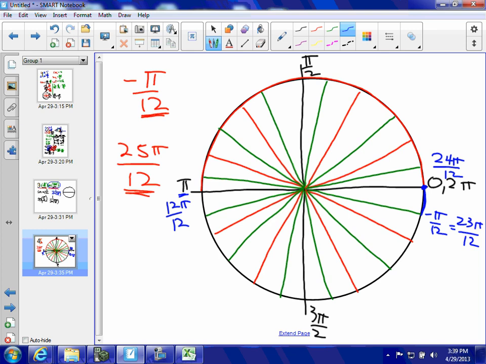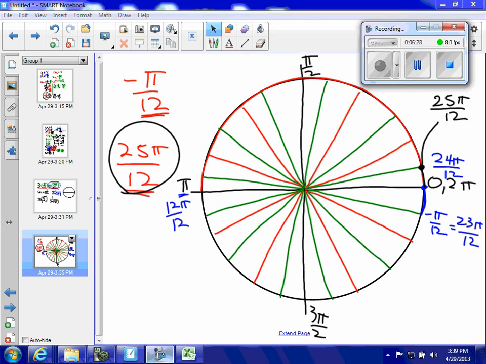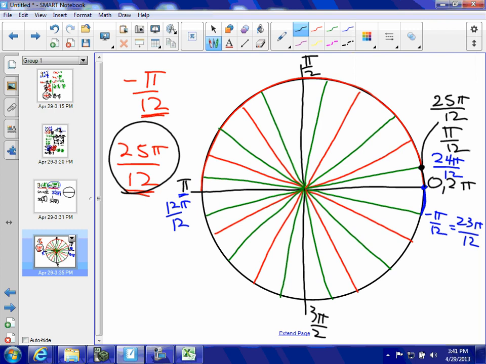And since I just calculated that, I can also see that 25 pi over 12 is going to be 1 slice past 0. That spot right there is going to be 25 pi over 12. And 25 pi over 12 is coterminal with pi over 12. So I can see here that I have one angle, negative pi over 12, and another angle, pi over 12.